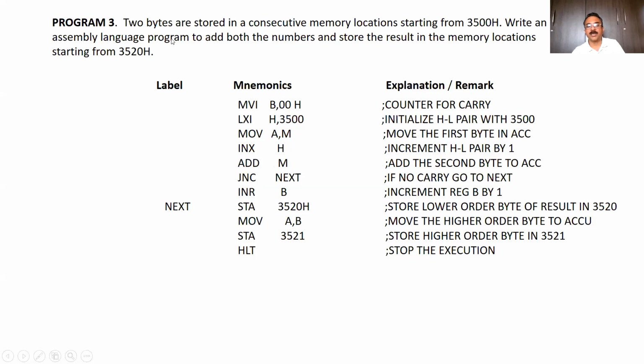Only one instruction, DAA, you need to add after this ADD M, because that will be a program of BCD, binary coded decimal addition. Instead of 2 bytes, if 2 BCD bytes are there, then for the same program for BCD bytes addition, one DAA instruction you need to add after this ADD M, and the rest of the program remains the same.